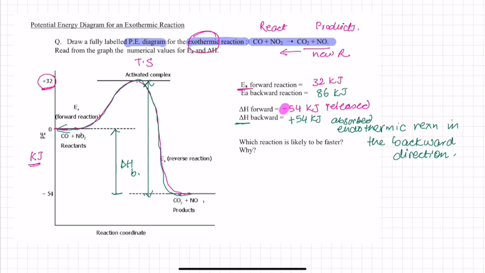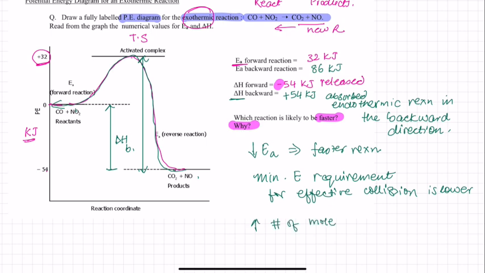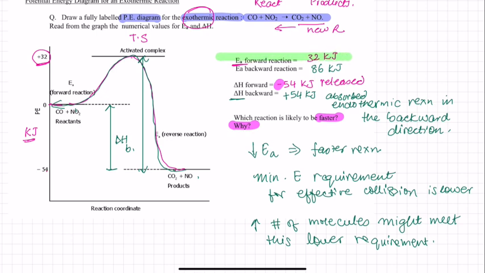Then comes the question, which reaction is likely to be faster and why? When the activation energy is lower, it implies a faster reaction. That is because the minimum energy requirement for an effective collision is lower, which means more molecules might possess this minimum requirement and hence are more likely to have effective collisions, hence a faster rate. So in this case, which is the one that has the lower energy requirement? Well, that is the forward reaction. So we expect the forward reaction to be the faster reaction.